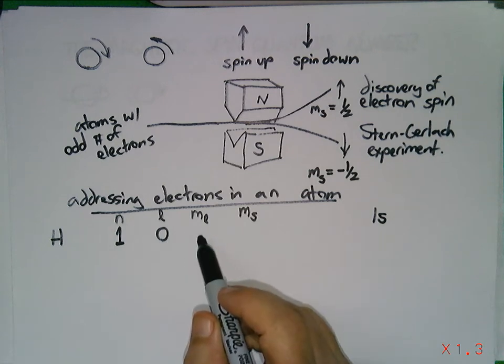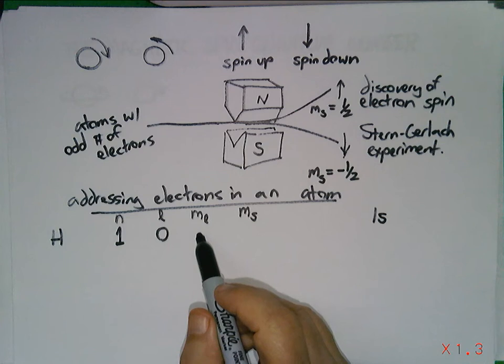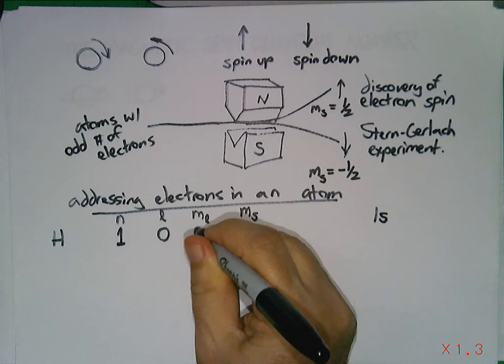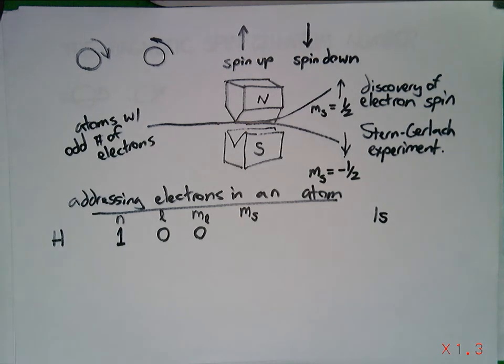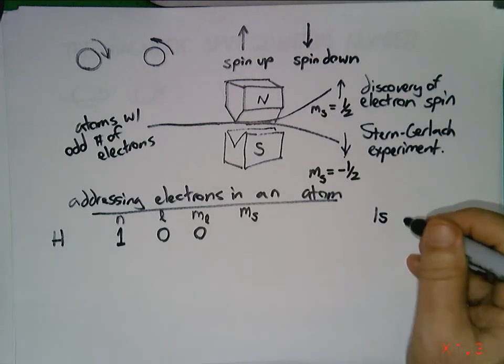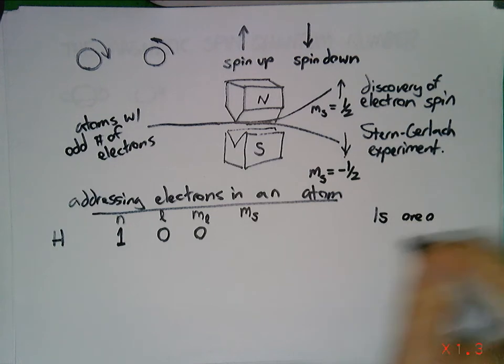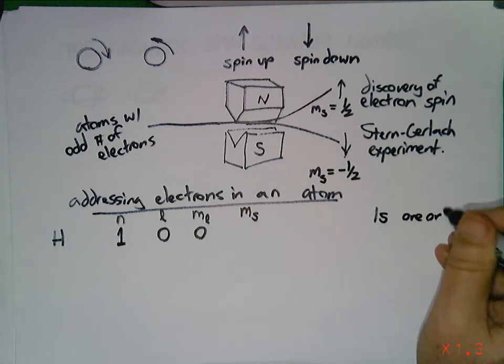Now what are the m sub L values that I'm allowed to have? Well, they can go from minus L up to plus L. So they can go from minus 0 up to plus 0. Just 0 is the only one that I'm allowed to have. So there is one orbital in the 1s subshell because there's only one value of m sub L.